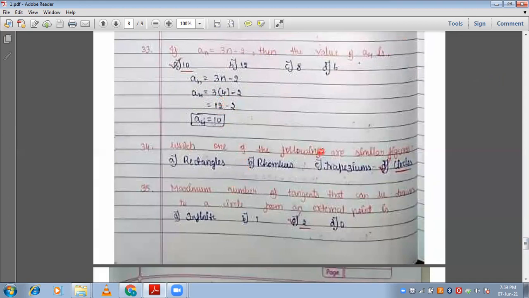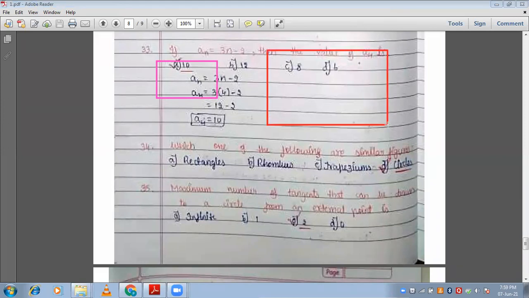Next, which one of the following are similar figure? Rectangle, rhombus, trapezium, circle. So here you will get some confusion, because what is the meaning of similar figure? Same shape and corresponding sides are in the same ratio. Consider rectangle. This is first rectangle and this one is second rectangle.